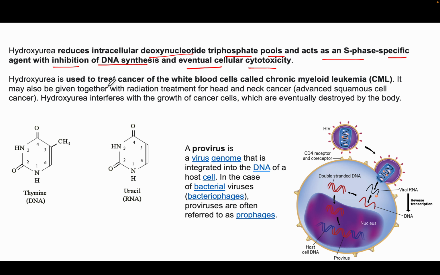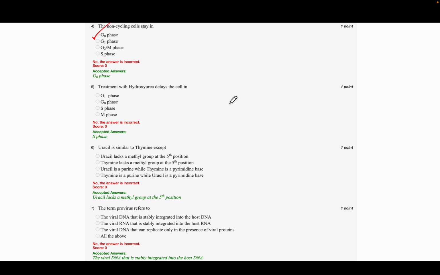So hydroxyurea is used to treat cancer of the white blood cells called chronic myeloid leukemia. It may also be given together with radiation treatment for head and neck cancer. So it interferes with the growth of cancer cells. It interferes with DNA replication, so that if DNA replication doesn't happen properly, the cell will not be able to divide. So it will hamper the division rate of cancer cells, and those cells are eventually destroyed in the body. So the answer is that treatment with hydroxyurea delays the cell in S phase, because the replication of the DNA occurs in S phase.